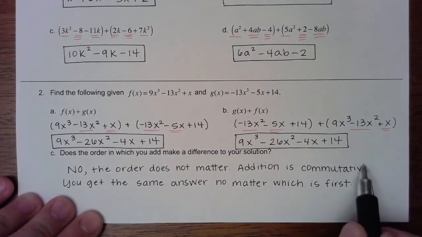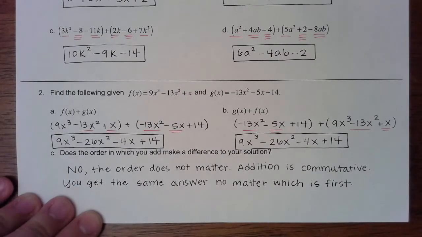The commutative property says that you can flip-flop, and if you add two numbers in a different order, you'll get the same answer to the question, and that's proven here with our work for A and B.